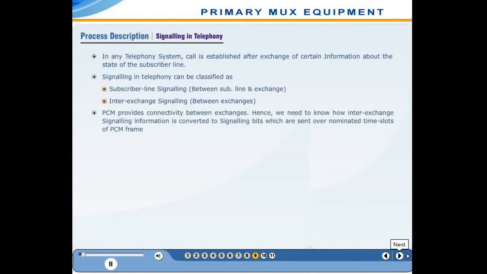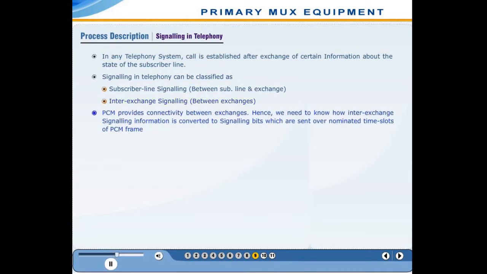Signaling in telephony. In any telephony system, call is established after exchange of certain information about the state of the subscriber line. Signaling in telephony can be classified as subscriber line signaling, inter-exchange signaling.